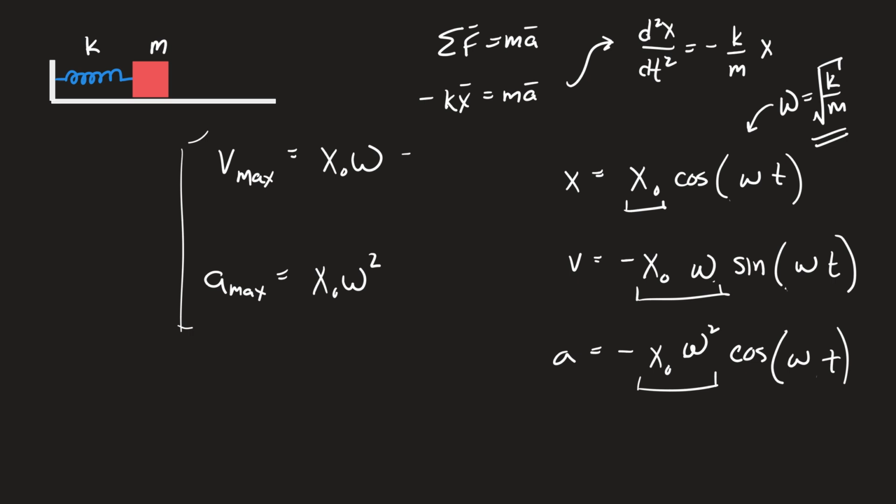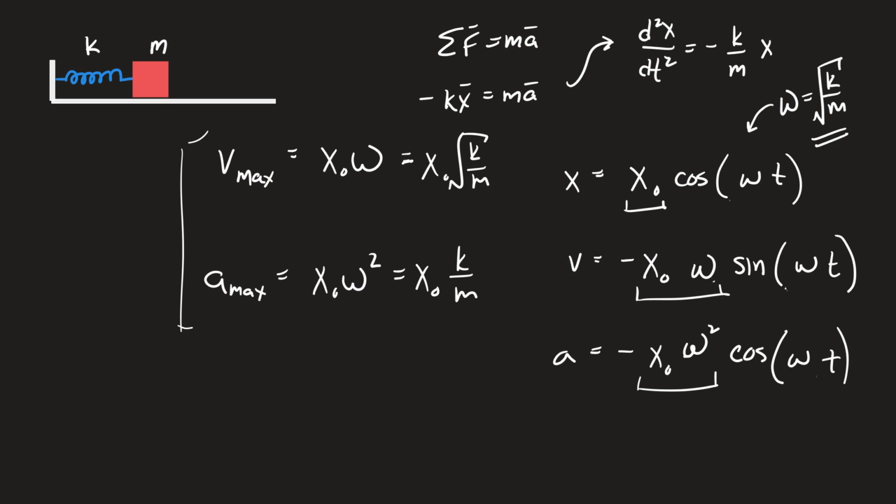And for a spring mass, that's pretty clear, x naught times the root of k over m. And for acceleration, it's x naught times k over m. And we just sub in whatever our value is for omega.